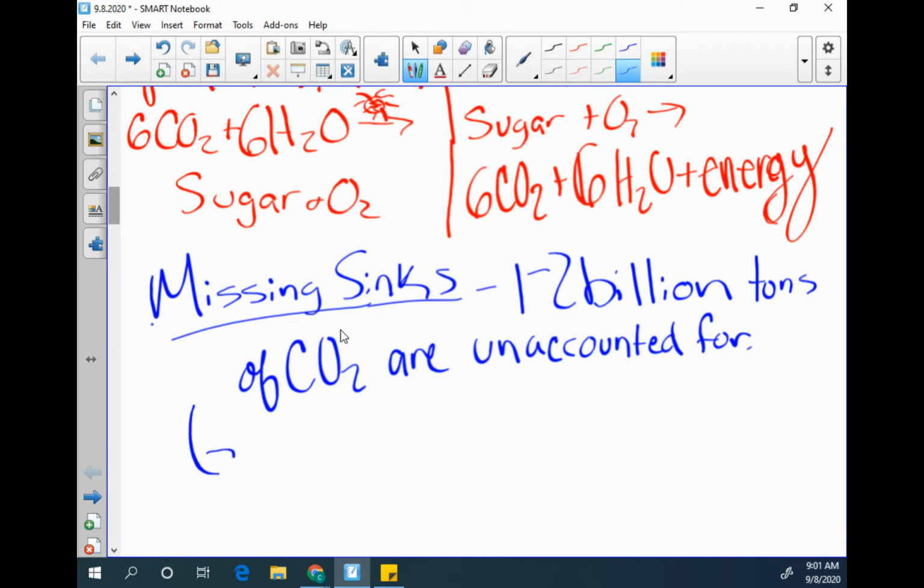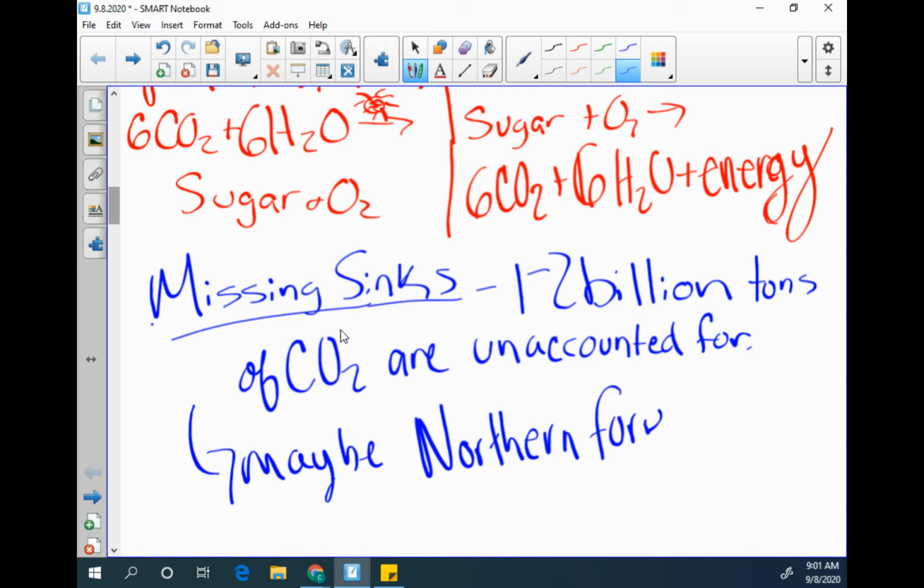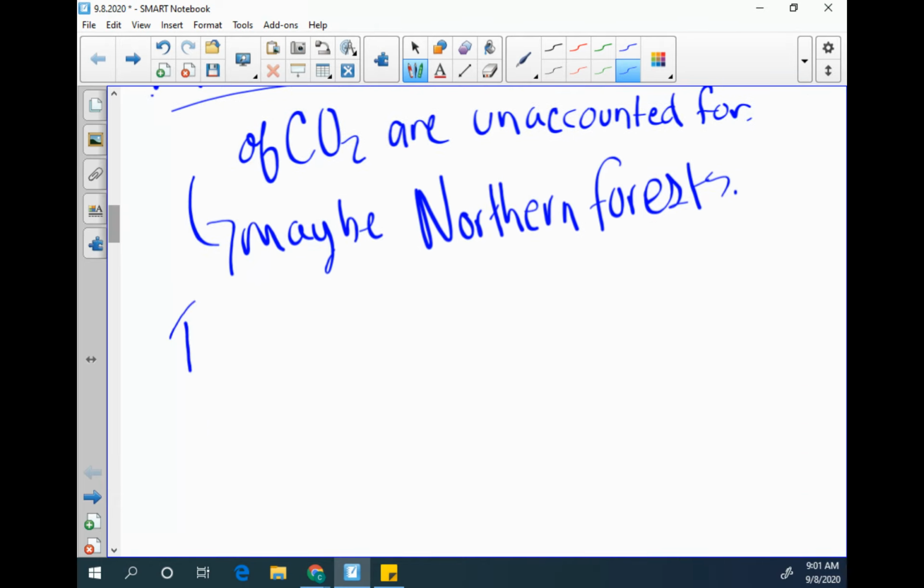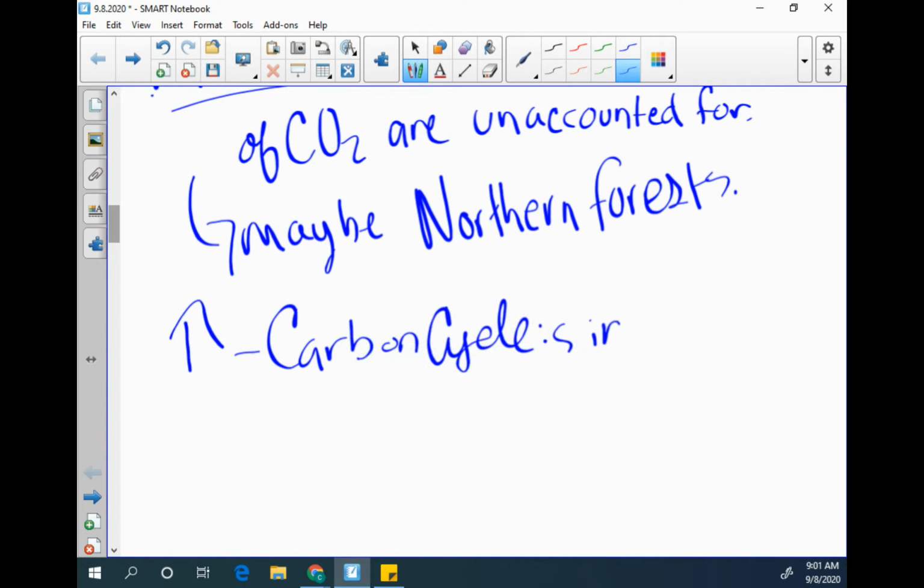We think it's in the northern forests. It's like Canada, Russia. There's a lot of trees up there. We think that's where some of it went. But we don't know for sure. Because we don't know for sure, it means our carbon cycle idea is incomplete.